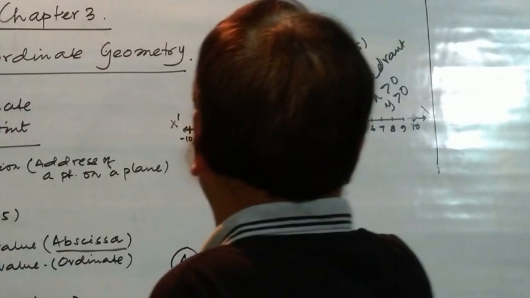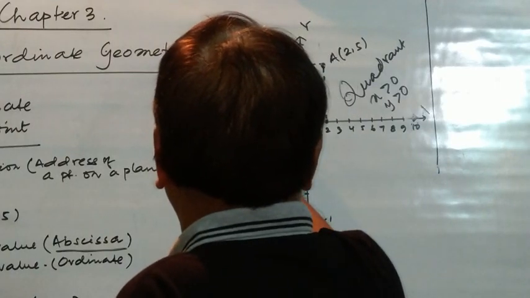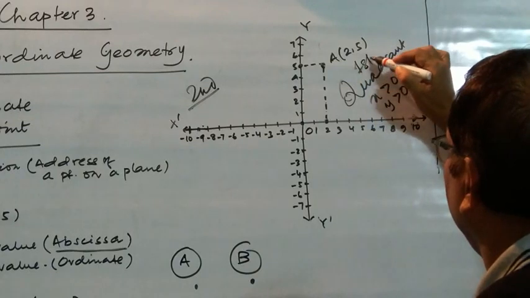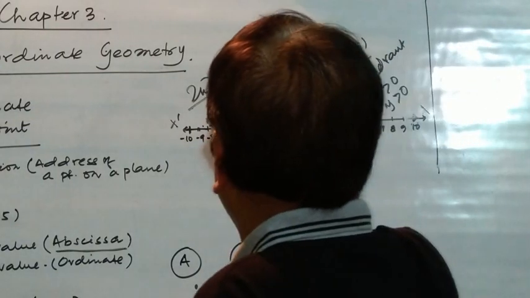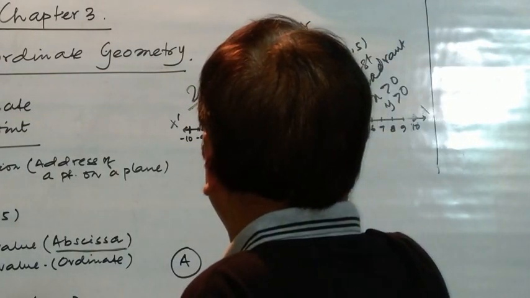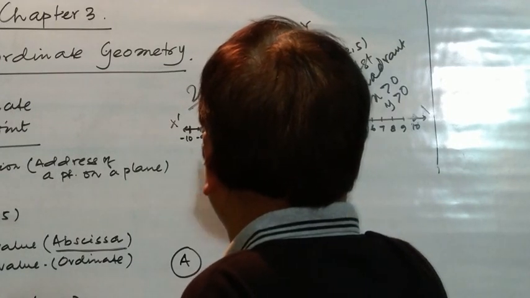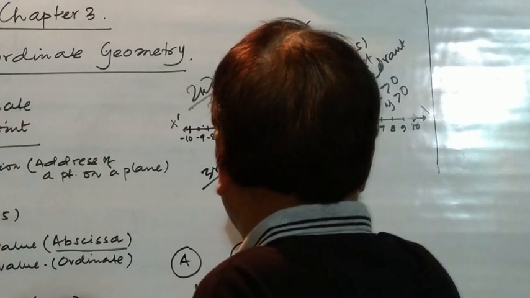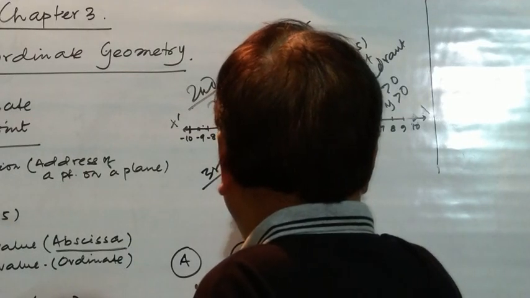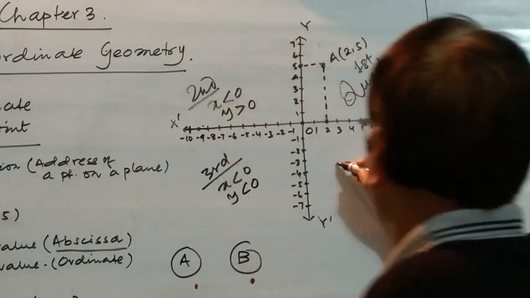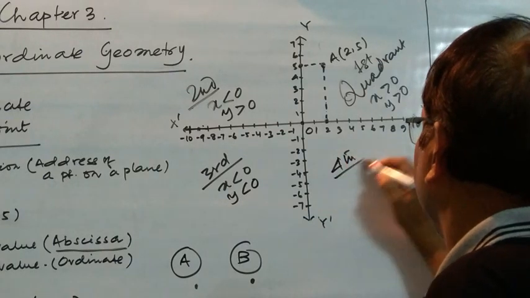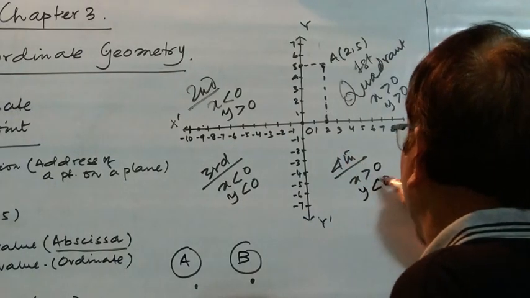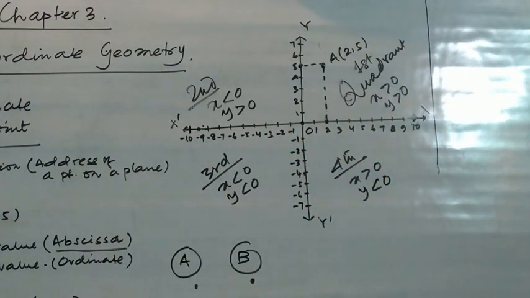In the second quadrant, x negative, y positive. In the third quadrant, x negative, y negative. In the fourth quadrant, x positive, y negative. We have to remember this thing.